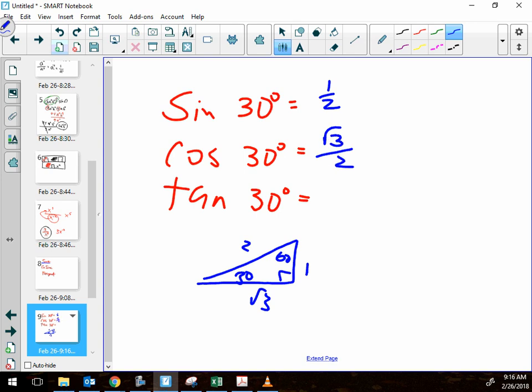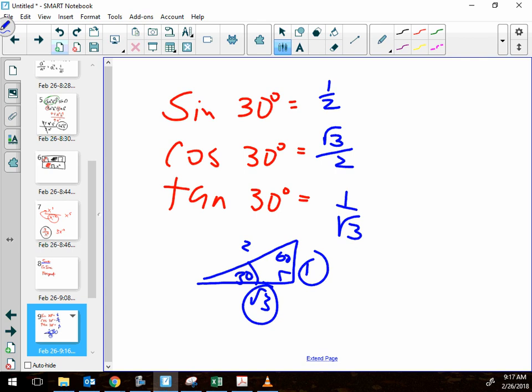And then tangent, TOA, opposite over adjacent, 1 over root 3. But Mr. Server, you told me the tangent was sine over cosine. Yeah, I did. Watch what happens. Sine was 1/2 over cosine was root 3 over 2. Watch what happens when I flip and multiply them. I think you know what's going to happen. 1 over root 3. Tangent is sine over cosine. But I know it's probably easier for you right now to just say tangent, TOA, opposite over adjacent, 1 over root 3.